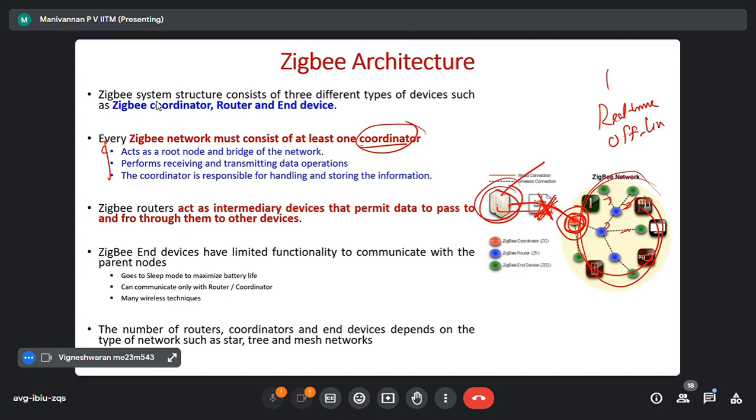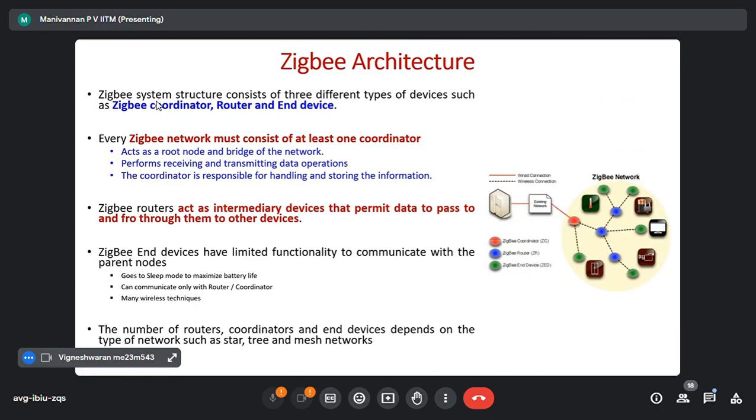Then the Zigbee router, what is the job of the Zigbee router? The router acts as an intermediate device that permits data to pass to and fro from the other devices. Two-way communication. There are these end nodes, which we call end devices, shown in green color. The job is to get data from these or from other routers also.